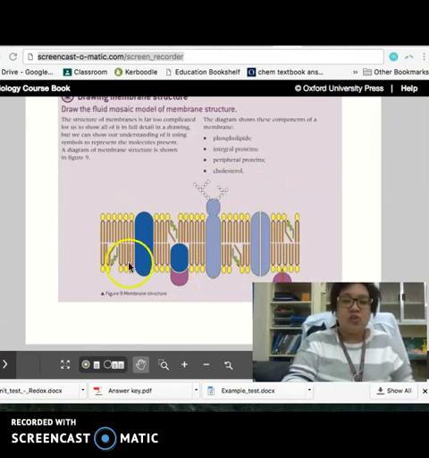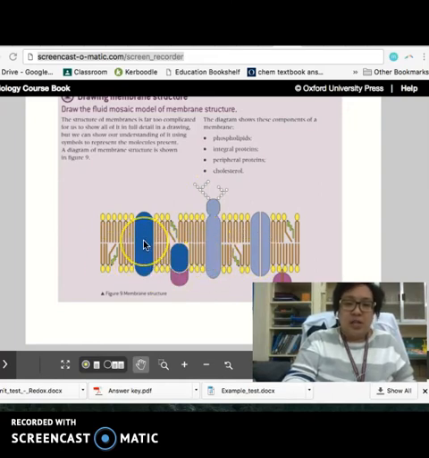So make sure you can draw and or label the plasma membrane. Also memorize the different functions of your proteins, as well as know the purpose of these cholesterol molecules, and also the structure of this phospholipid molecule, the phosphate heads and the hydrophobic tails.